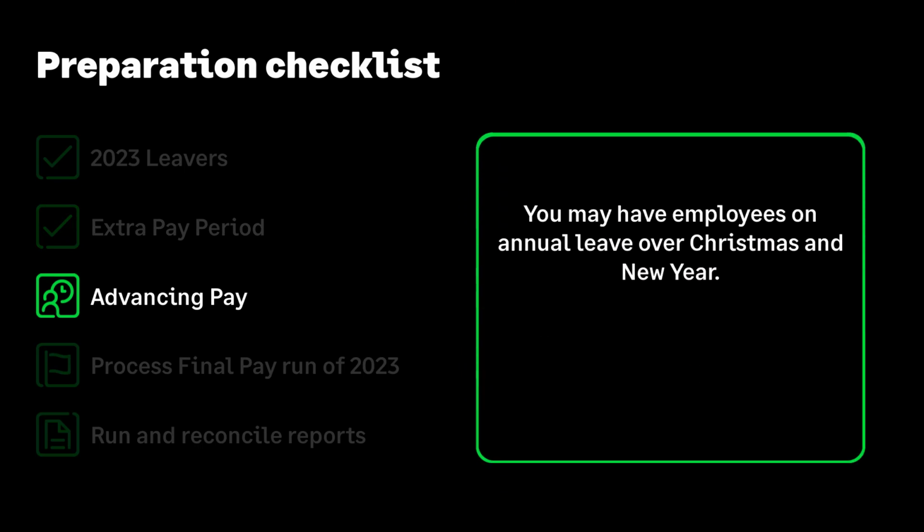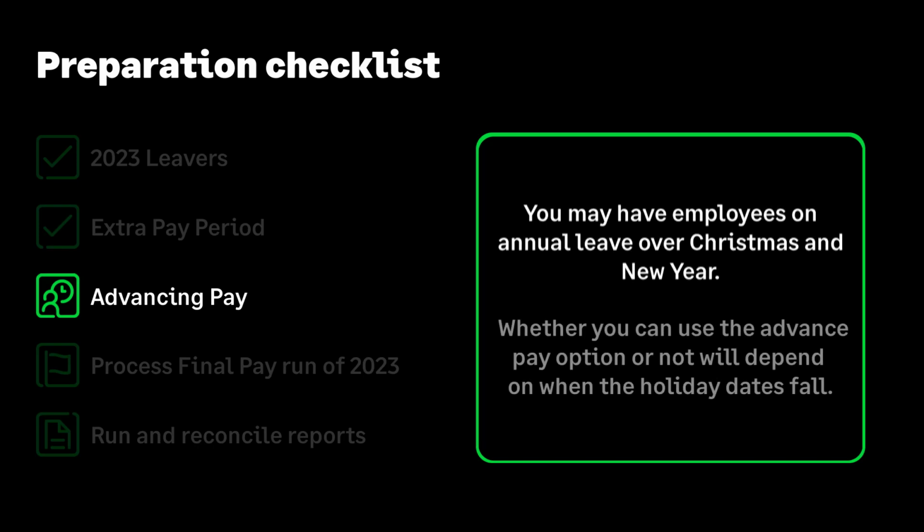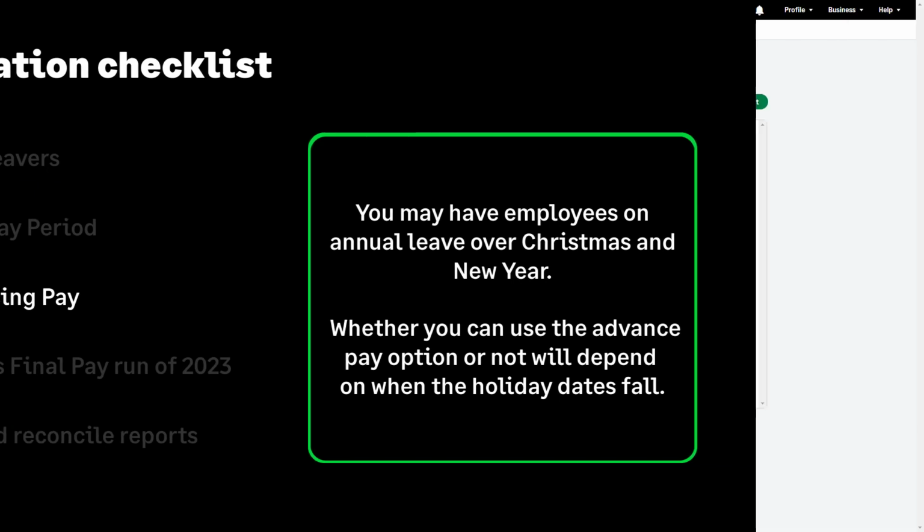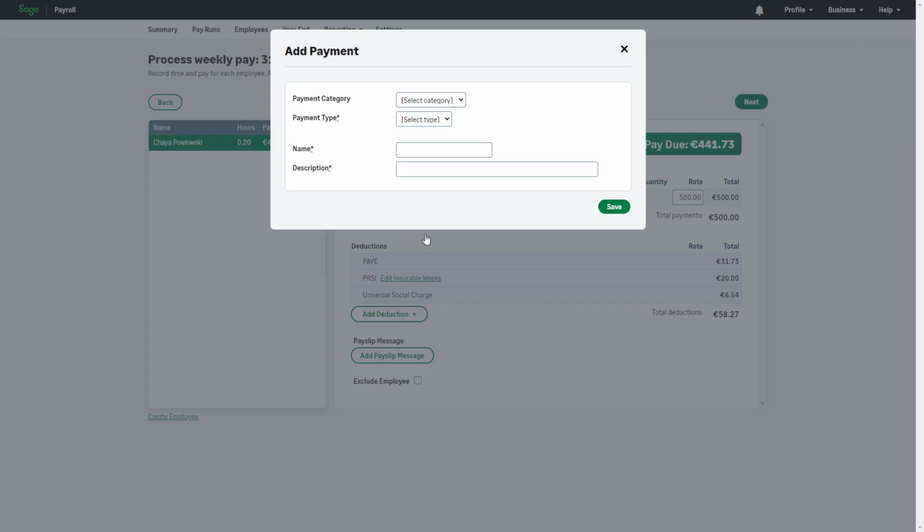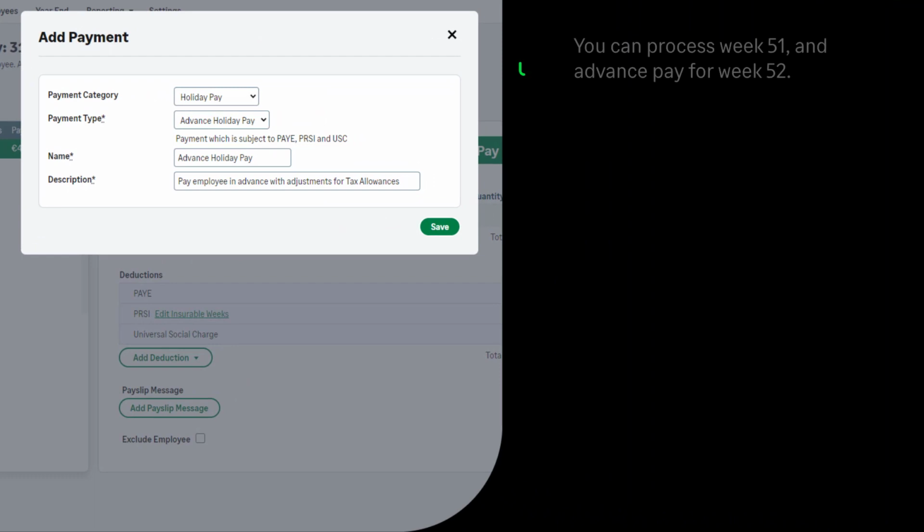As year-end falls over Christmas and New Year, it's likely that you'll have employees on holiday at this time. Whether you can use the advance pay option or not will depend on when the holiday dates fall. You can use the advance pay option if the advance pay period covers any weeks up to and including week 52. For example, you are processing week 51 and advancing week 52.